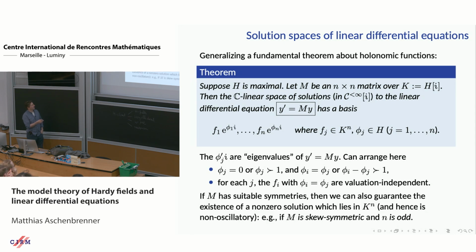I mentioned that there's a little bit of algebraic theory around these eigenvalues and this computation of the spectrum. If your matrix has some sort of algebraic symmetries, then you see that this is reflected in the structure of the spectrum, and this allows you to predict something about the solutions. For example, if M is skew symmetric and n is odd, then it turns out that you have to have an eigenvalue 0, and this means that you have one column vector as a solution which is non-oscillating.